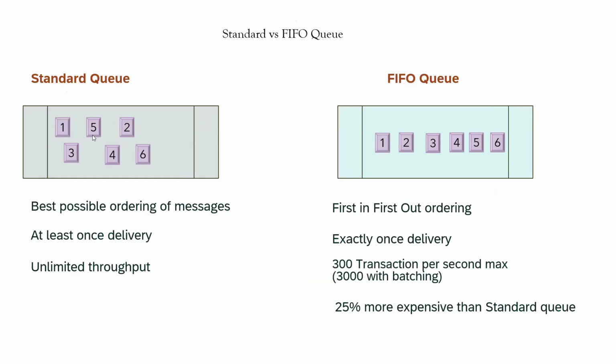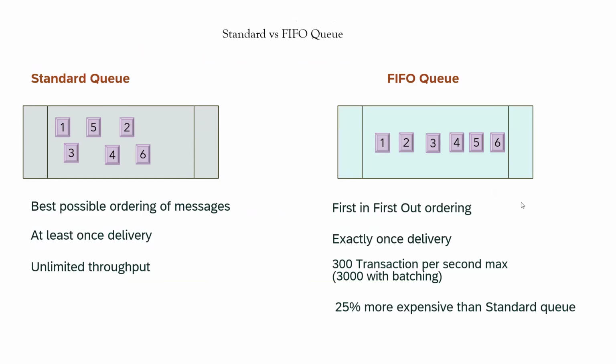It's not that it will get only the first item first, then second, then third, fourth. So that is the standard queue. It doesn't maintain any specific order, but on its own intelligence, it maintains the best possible ordering of the messages that will be delivered to the processing service. All the messages will be delivered at least once to the service which is processing the messages. It's unlimited throughput. Any number of messages or transactions can happen on this standard queue itself.